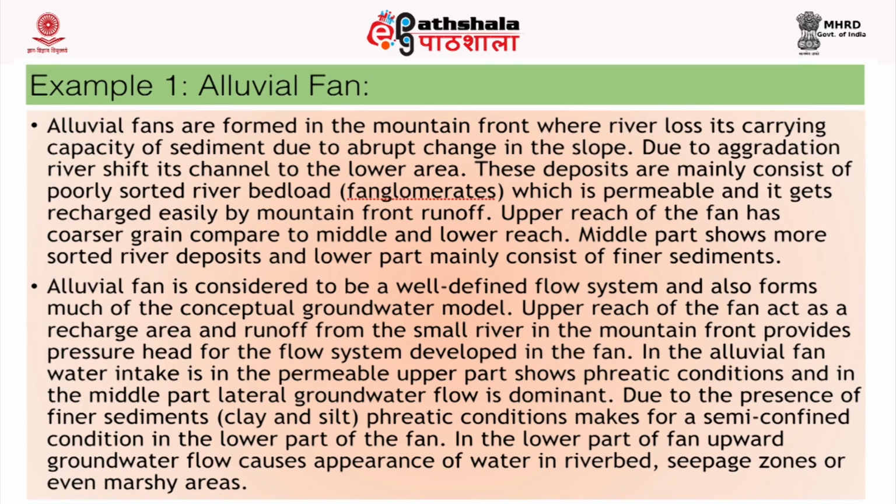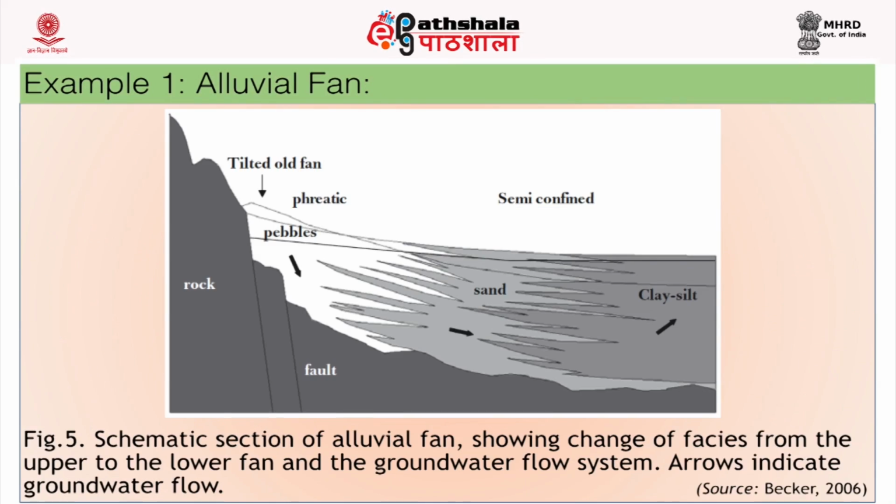In the alluvial fan, water intake is in the permeable upper part, which shows phreatic conditions, and in the middle part lateral groundwater flow is dominant. Due to the presence of finer sediments, mostly clay and silt, phreatic conditions make for semi-confined conditions in the lower part of the fan. In the lower part of the fan, upward groundwater flow causes appearance of water in the riverbed. Seepage zones or even marshy areas are found in the lower part of the alluvial fan.